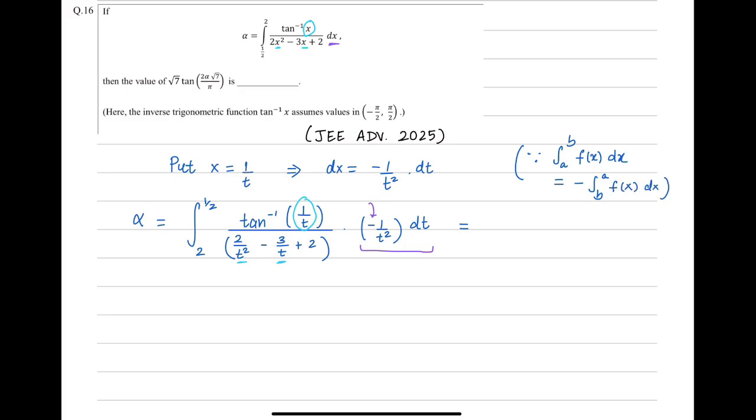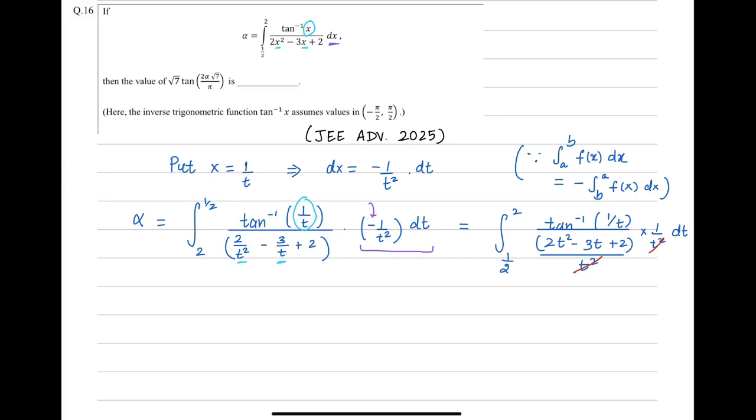So if I take this negative sign to interchange the limits, I write half to 2 tan inverse of 1 over t as it is, divided by, if I take LCM in the denominator, 2t square minus 3t plus 2, and then you have a t square in the denominator that will cancel out this t square right here. Okay, so let me write it down: into 1 over t square dt. So this t square will cancel out as we already discussed.